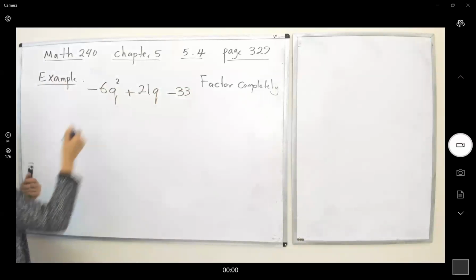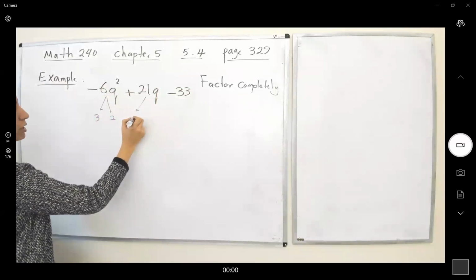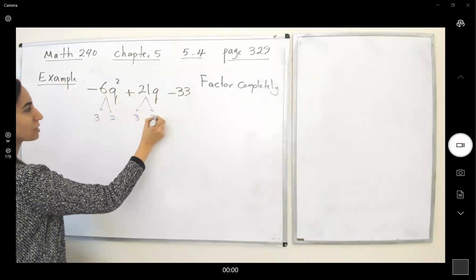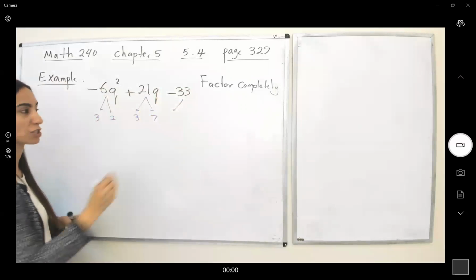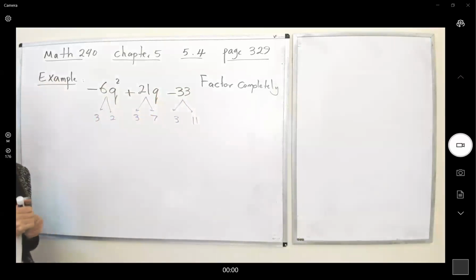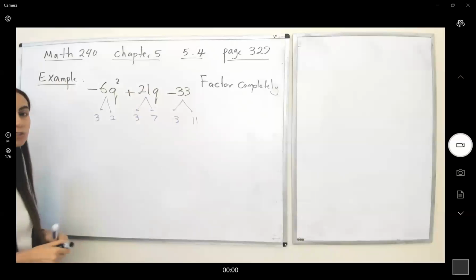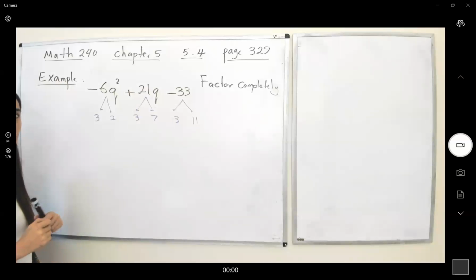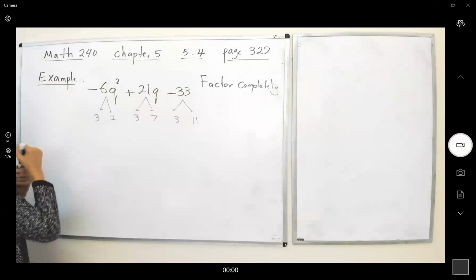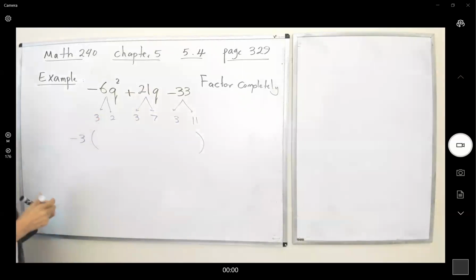You have 6, which is 3 times 2. You have 21, which is 3 times 7. And you have 33, which is actually 3 times 11. My goal is to factor out the negative number. So first of all, you can say that 3 is common between all of them, but I'm going to take out minus 3. So I'm going to write down negative 3 outside parentheses.